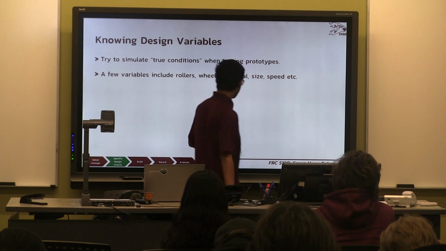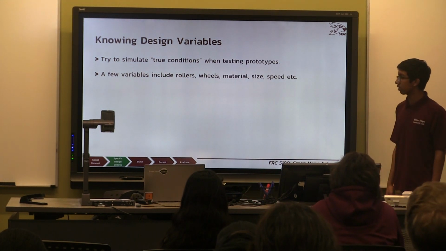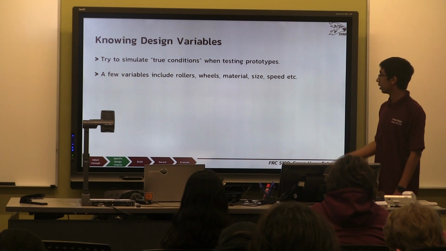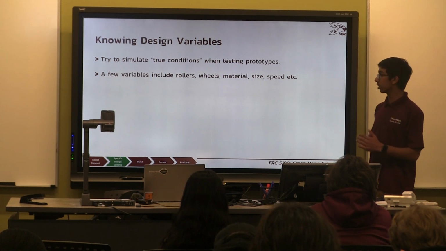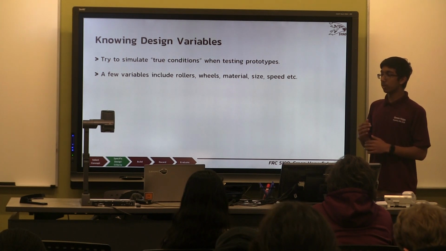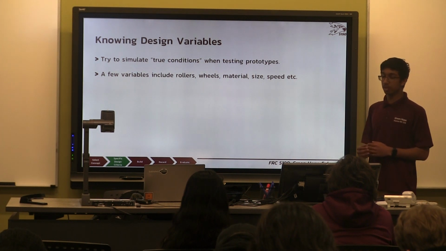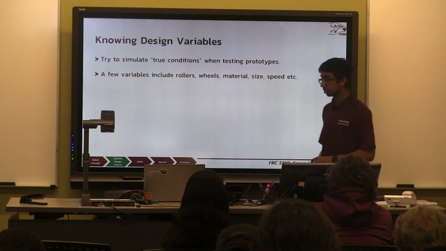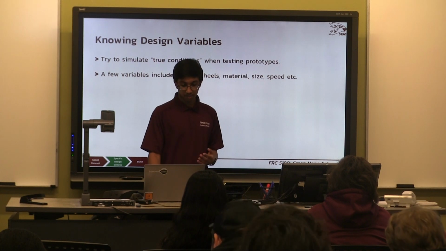Another bullet point on this slide talks about a few more variables, including rollers, wheels, material, size, speed, etc. By changing between different wheels, like green wheels and blue wheels, which have different parameters, you can get large impacts on how you intake the cube or how you output the cube. Or if you change the RPM of your motors from 8,000 RPM to 5,000 RPM, you can see large differences. So it's always important to look at these design variables and manipulate them to your advantage.